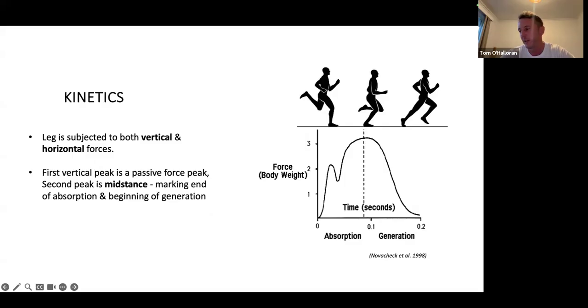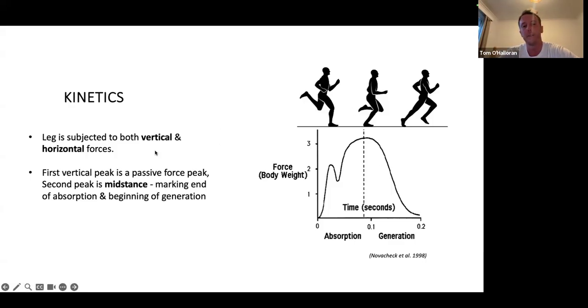When we think of kinetics, we've covered a little bit of the spring mass model, a bit of kinematics, and then down to kinetics. So that lower limb is subjected to both vertical and horizontal forces. To me, again, I'm not a full biomechanist, so kinetics is still a little bit hard for me to get my head around. So I like to simplify it. Horizontal forces, I know if we overstride, will increase horizontal braking forces, but to me, that's kind of the extent that I want or need to know about that.